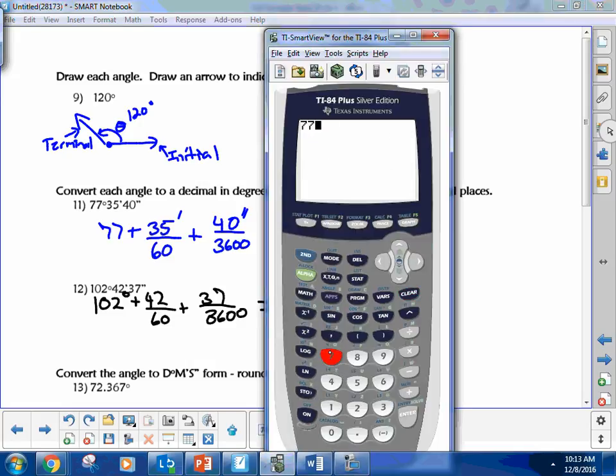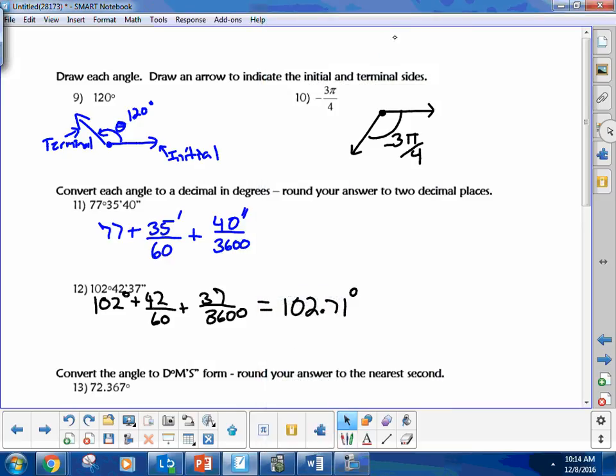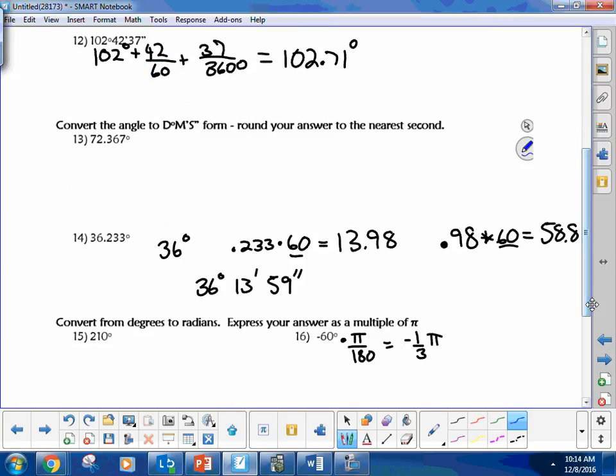Type that in. So we're going to type in 77 plus 35 divided by 60 plus 40 divided by 3,600. So we got 77.59. So there we go. 77.59 is the actual degrees there. You write to 2 decimal places. All right, so now when we have to go the other way around, it's slightly different.